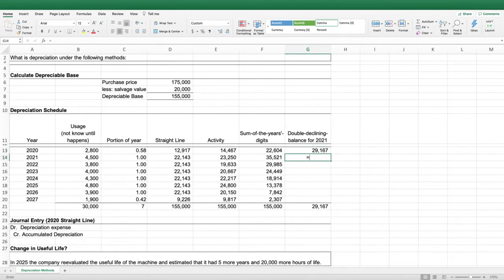Now, in our second year, we are taking our net book value, which is the purchase price minus the accumulated depreciation, which in this case is $29,000. So we are going to take 175 minus, and so I can drag it, do the sum of G13 to G13, but I want the top one to stay there when I move.